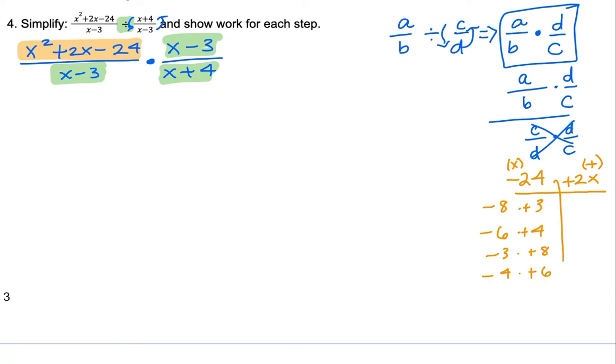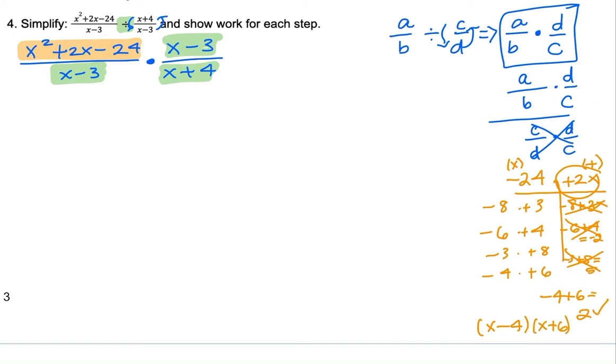And now I need to go ahead and add these. So negative 8 plus 3, is that going to add up to a positive 2? No. What about a negative 6 plus 4? Negative 6 plus 4 is going to equal a negative 2. I don't want a negative 2. I want a positive 2, so that's a no-go. A negative 3 plus 8, that's going to be a positive 5. That does not match the positive 2. So negative 4 plus 6, that equals a positive 2, which matches this up here. So my factors are going to be x minus 4 times x plus 6.